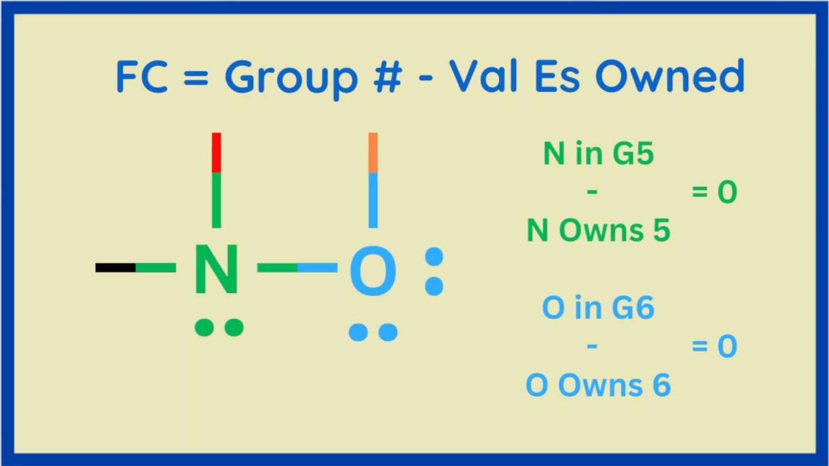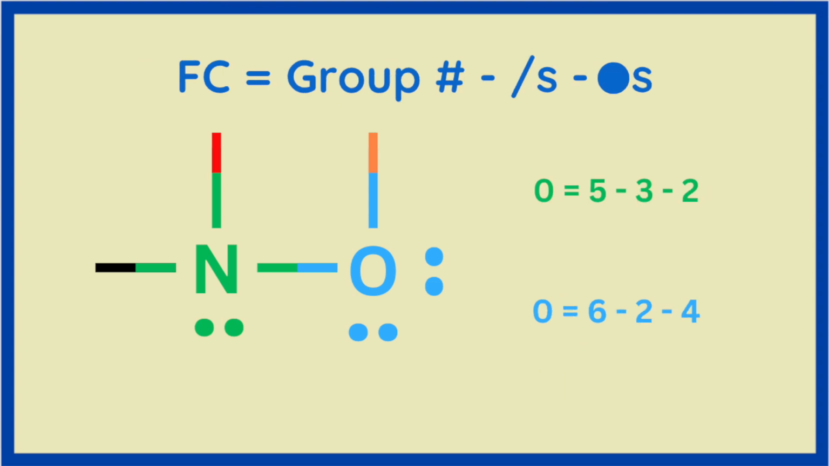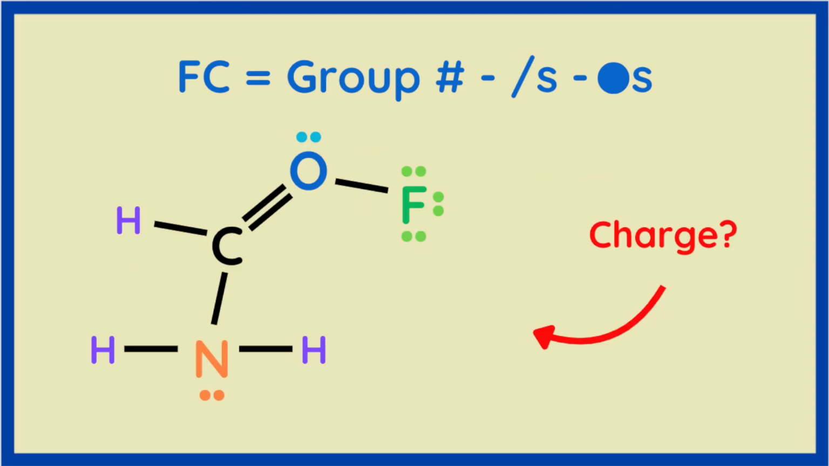Nitrogen's in group 5, oxygen's in group 6, and they own 5 and 6 valence electrons respectively. The official equation for formal charge is therefore group number minus the number of sticks minus the number of dots for that atom. That brings us back to the molecule we have to find the charge of. We have to calculate the formal charge for each individual atom, and we'll take this one at a time.